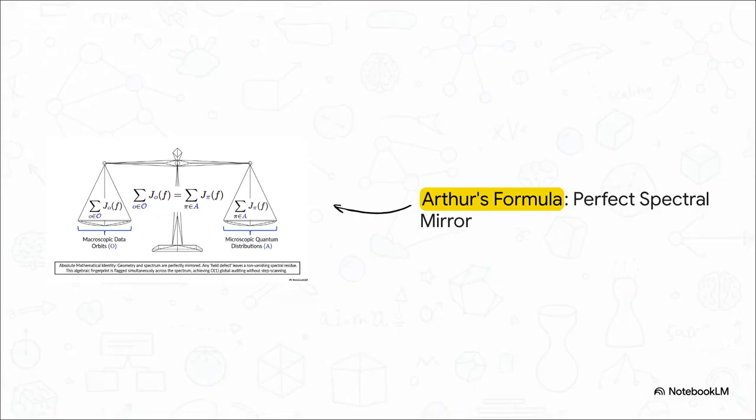Boom. Now looking at this visual scale, we can see how Arthur's trace formula perfectly balances macroscopic data orbits against microscopic quantum distributions. On the left side of the scale, we have the geometric side, so the sum of our macroscopic data orbits. On the right, the spectral side, the microscopic quantum distributions. And the equation right there in the middle shows they are perfectly equal. This is wild, because it means geometry and spectrum perfectly mirror each other.